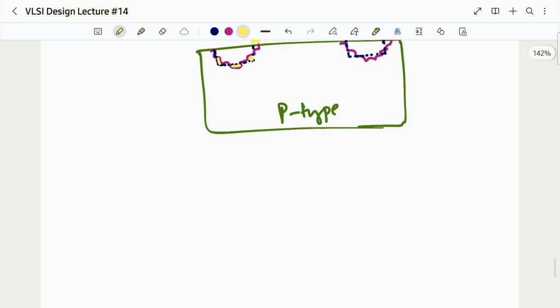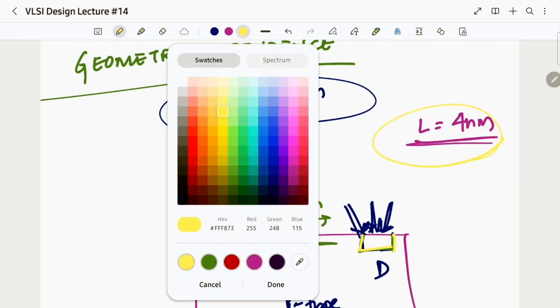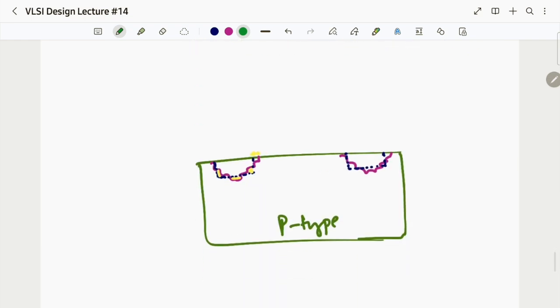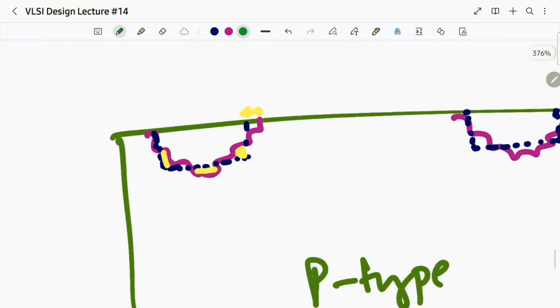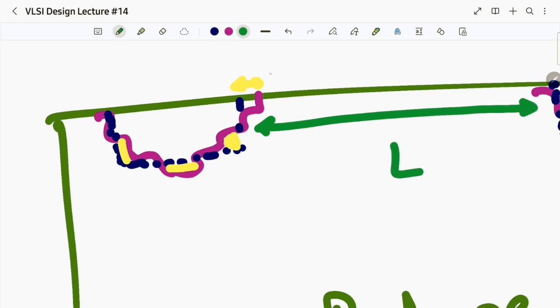So that means I had given you, as your client, the channel length to be 4 nanometer, but somewhere, see, where is it exceeding? It is exceeding in the place of my channel length. So at this point it is encroaching. So will I get an actual 4 nanometer here? No, it will be a bit less.